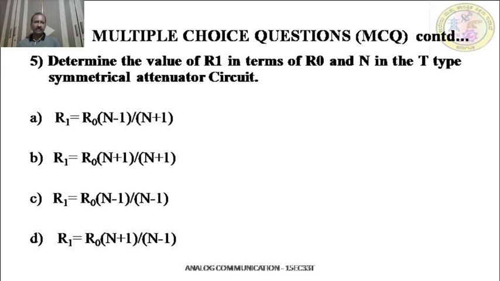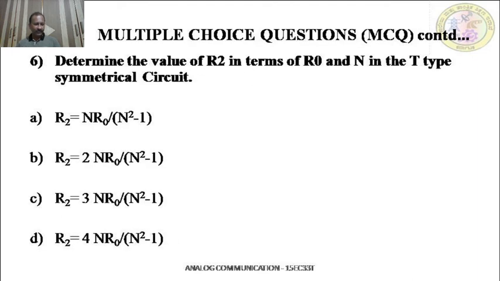In this case, you have to remember the R1 and R2 expressions. You can directly write that equation for R1 and R2 where they are asking. In this case, the correct answer is A. R1 is equal to R0 into n minus 1 divided by n plus 1 is the correct answer.